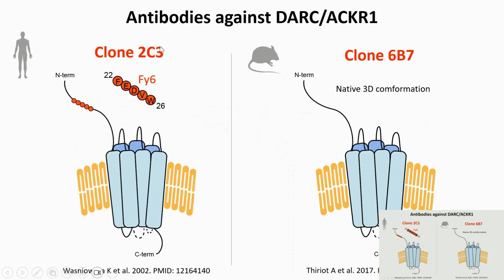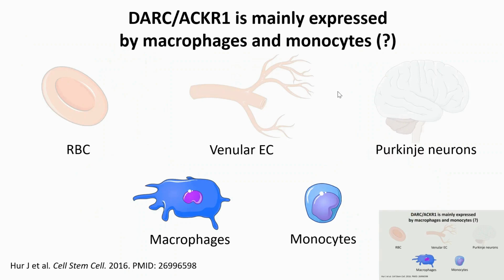The clone 2C3, which recognizes the human ACKR1, and more precisely, it recognizes an epitope of 5 amino acids in the N-terminal of the receptor. And there is also the 6B7 clone, which recognizes the mouse ACKR1 in its native conformation. Both these antibodies help to confirm that ACKR1 is indeed expressed only and highly by red blood cells, venular endothelial cells, and neurons.